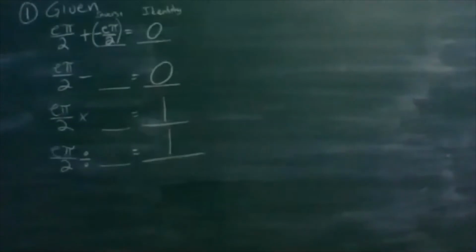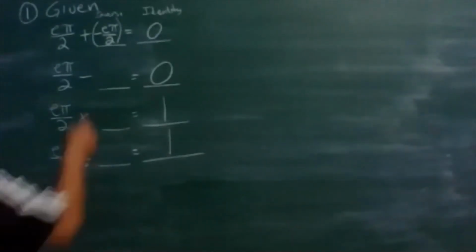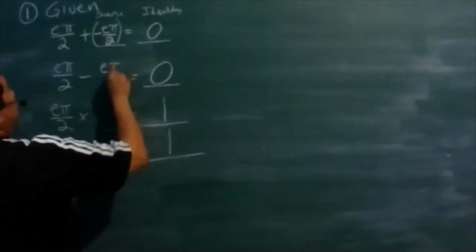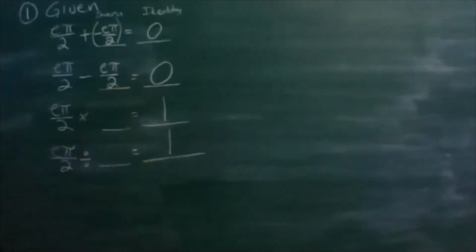Let's look at subtraction. E pi over 2 minus what value will give 0? The same value, e pi over 2.